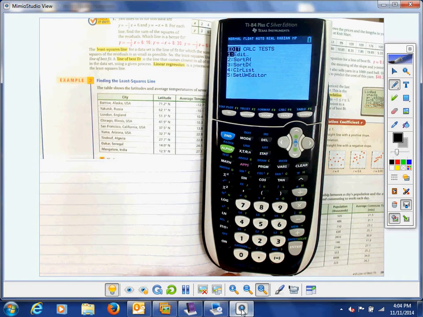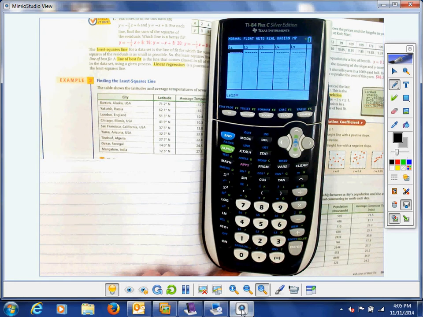It's going to say Edit Calc Test across the top. Well, we want to edit. When you want to input data, we're going to edit using that button. And then here's the screen that pops up. There's L1, L2. Those are the 2 columns we're going to focus on.